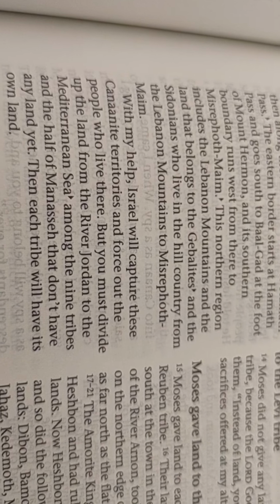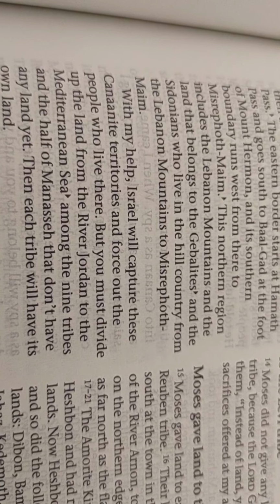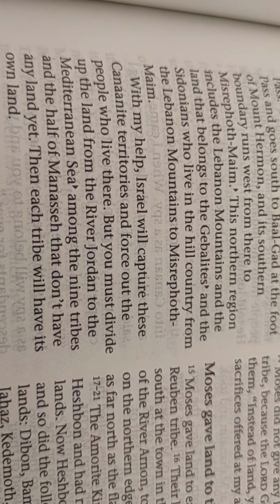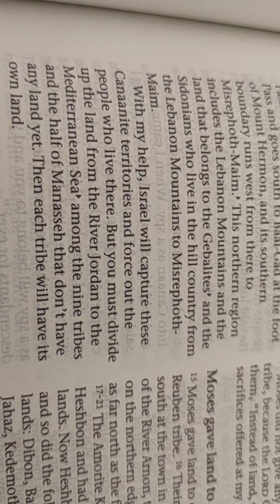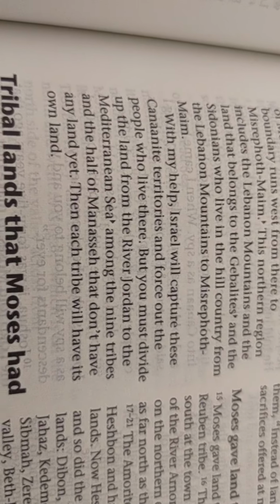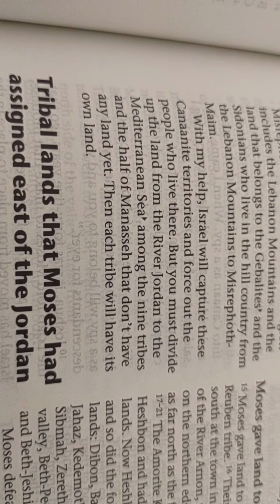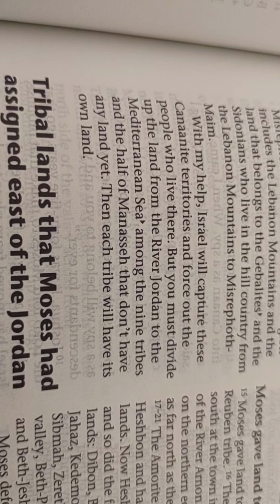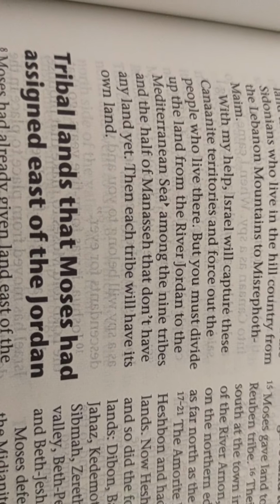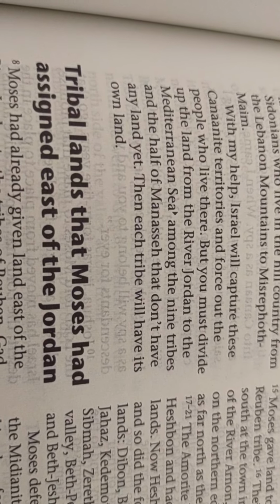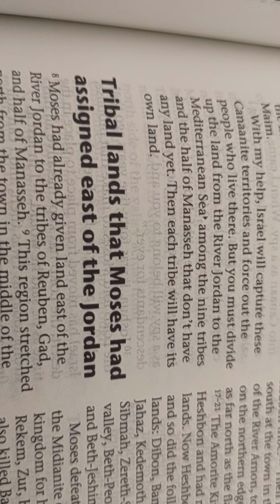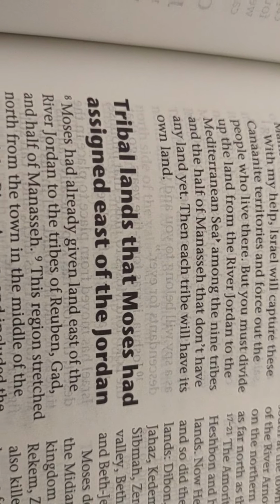This northern region includes the Lebanon mountains and the land that belongs to the Gebalites and the Sidonians who live in the hill country from the Lebanon mountains to Misrephoth Maim. With my help, Israel will capture these Canaanite territories and force out the people who live there. But you must divide up the land from the river Jordan to the Mediterranean Sea among the 9 tribes and the half of Manasseh that don't have any land yet.